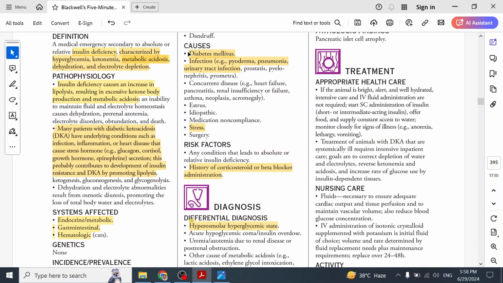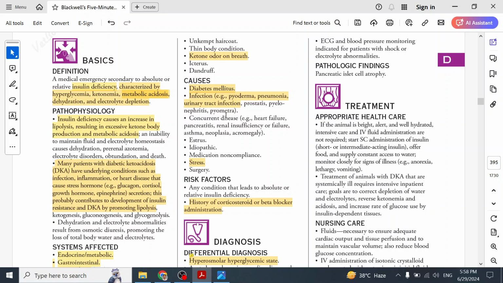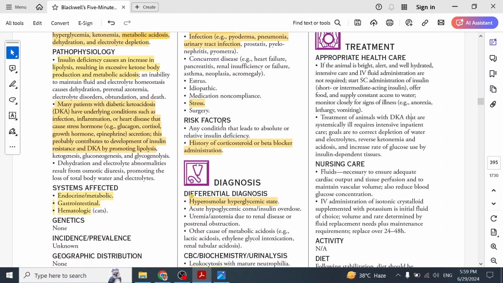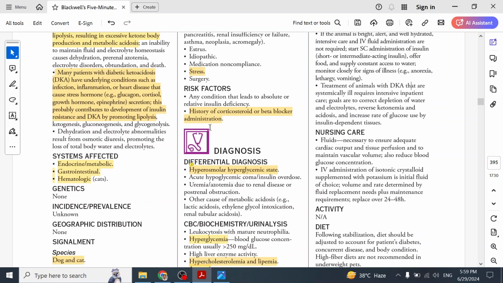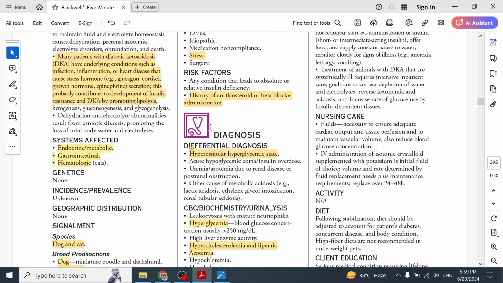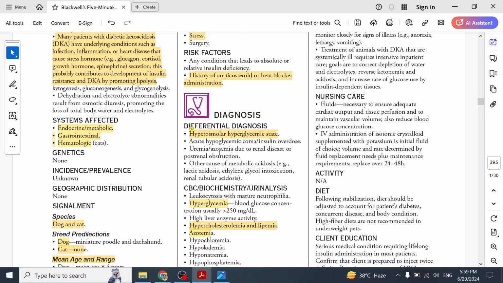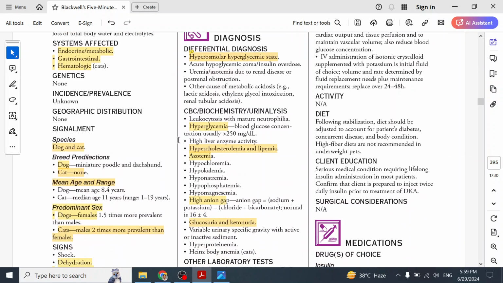Then the causes are diabetes mellitus and infection like urinary tract infection. This is also an MCQ, an important term: urinary tract infection is a secondary consequence of diabetes mellitus, so you have to keep it in mind. Then stress, risk factors, and a history of corticosteroid or beta blocker administration are also causes of ketoacidosis, DKA. Hyperosmolar hyperglycemic state you differentiate by polyphagia.